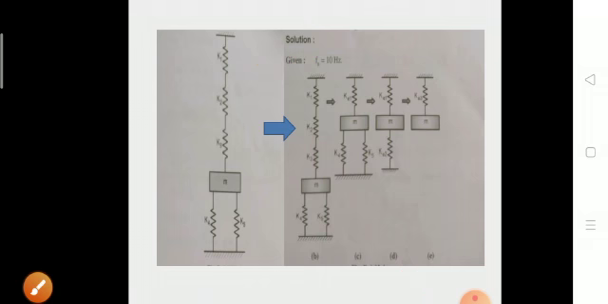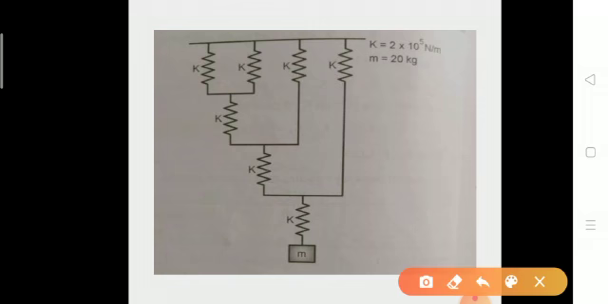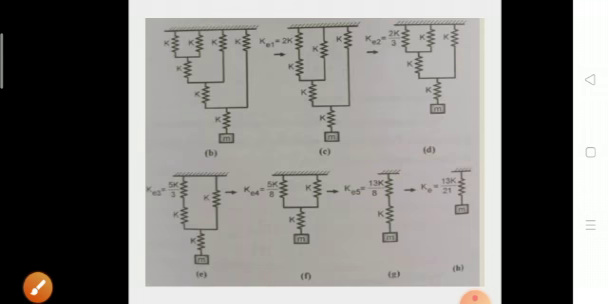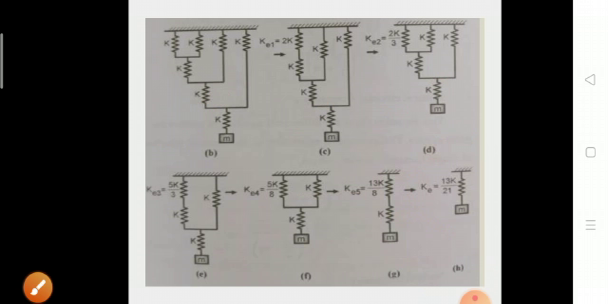There are some different numericals over here. You can take this as an assignment. Take the value of all k as 2 into 10 raised to power 5, and find out the total equivalent spring stiffness of this system. This is the solution for your system: figure B, figure C, figure D, E, F, G and H. The final answer will be 13 by 21 into K.